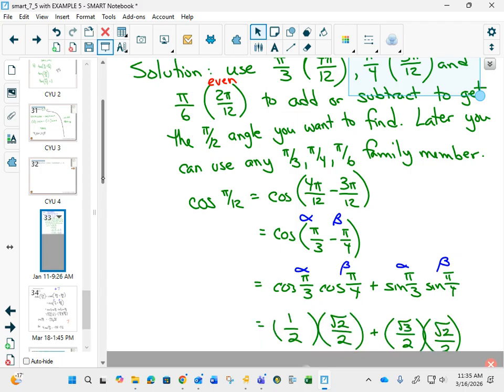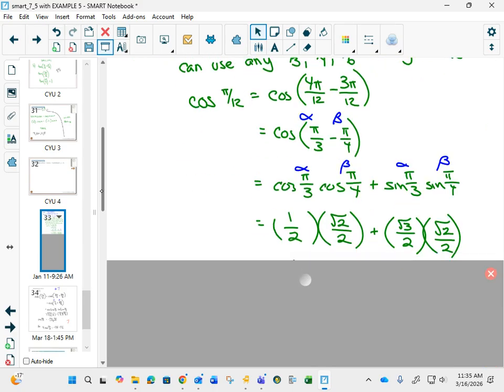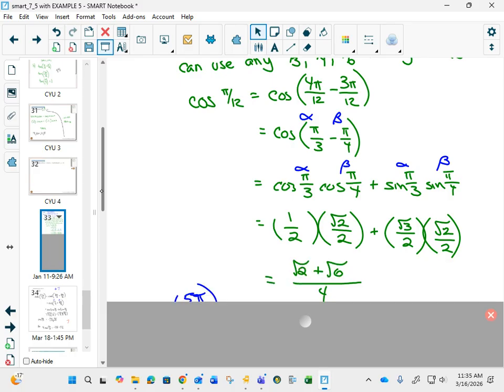It's a half. Cos pi over 4, root 2 over 2. Sine of pi over 3, root 3 over 2. Sine of pi over 4 is root 2 over 2. You need to write your answer as a single fraction. Can you see that you have a common denominator of 4? So just add the tops. And you get root 2 plus root 6 over 4.